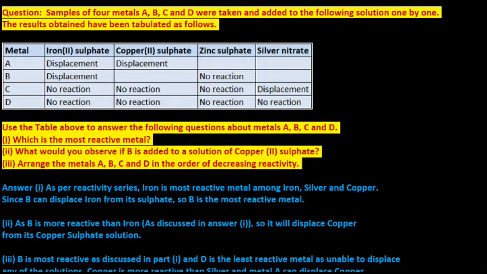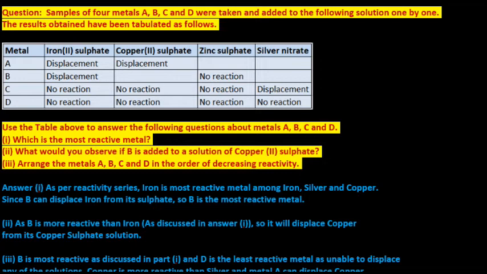Which is the most reactive metal? Second, what would you observe if B is added to the solution of copper sulfate? Third, arrange metals A, B, C, D in order of decreasing reactivity. Answer. As per reactivity series, iron is most reactive metal among iron, silver and copper.